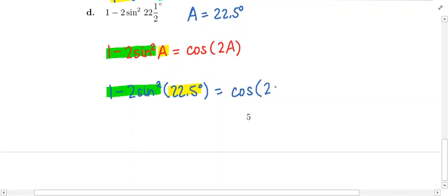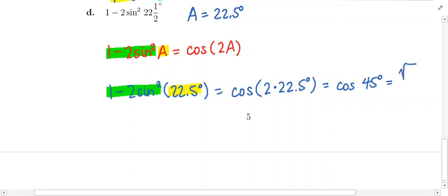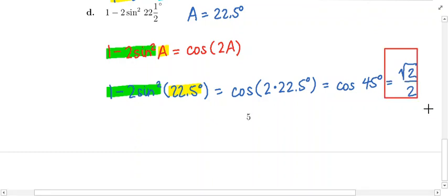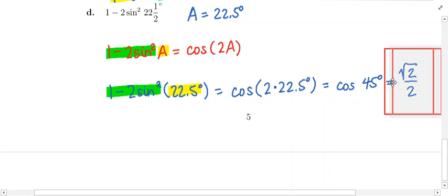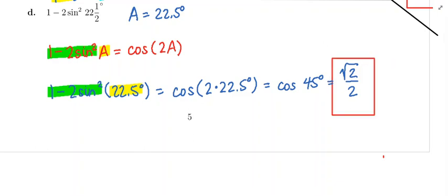So that's going to be the cosine of 2 times 22.5 degrees. If you multiply 22.5 by 2, you're going to get 45. So this is equal to the cosine of 45 degrees. And the cosine of 45 degrees is the square root of 2 over 2. That's it. We're done. So that's how you could have figured out the exact value of this expression without a calculator. Couple more on page 6.